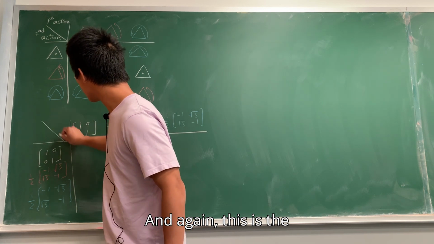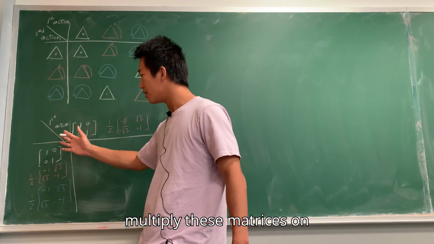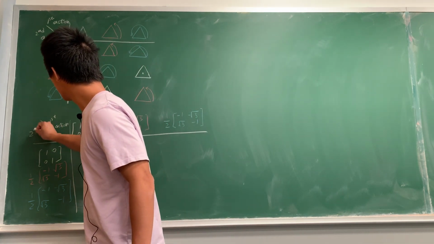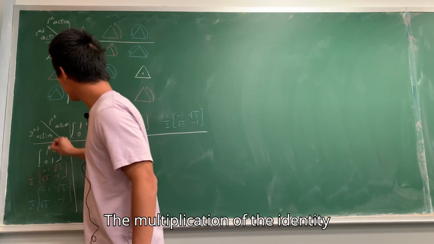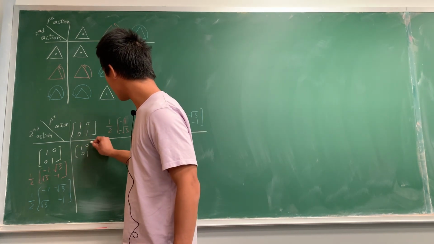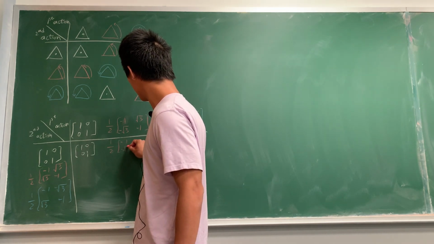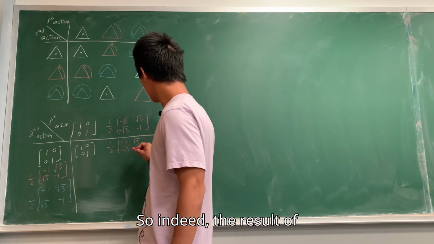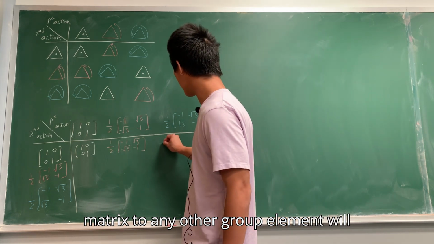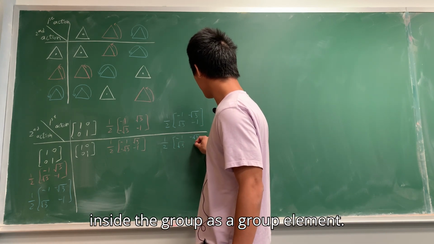And again, this is the first action, so we multiply these matrices on the left of these matrices. The multiplication of the identity matrix is easy. It just gives you back the matrix itself. So indeed, the result of combining the identity matrix with any other group element will again be inside the group as a group element.